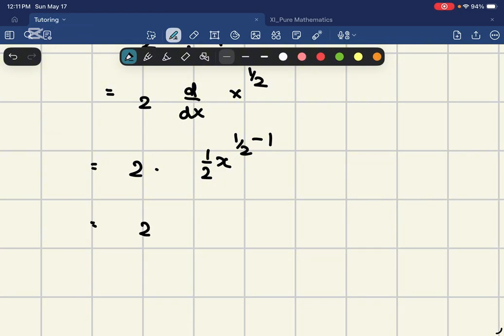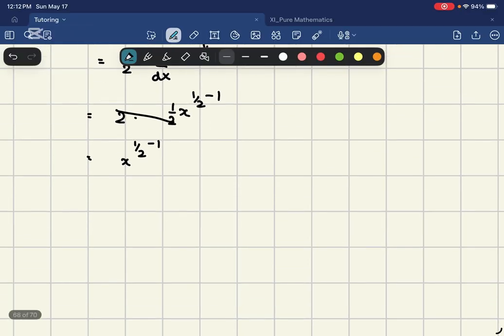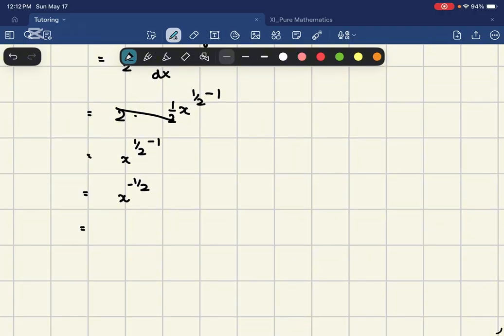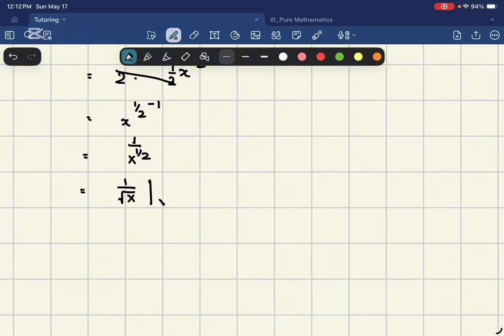So you get 2 times half. Actually, this is going to cancel out. So you get x to the power half minus 1, right? So that is x to the power minus half. And that gives you 1 over square root of x. Right? Because x to the power minus half is x to the power half in the denominator, and that is square root of x. Now, you have to evaluate this at x is equal to 4. That gives you 1/2.